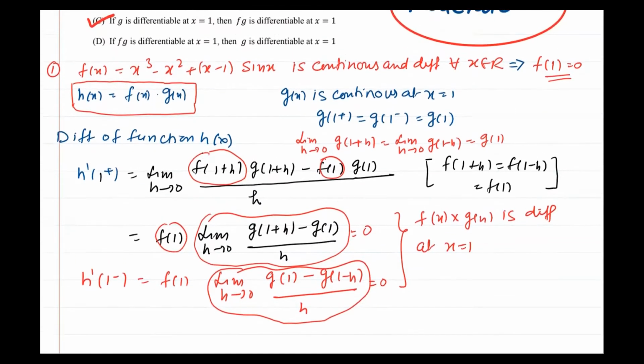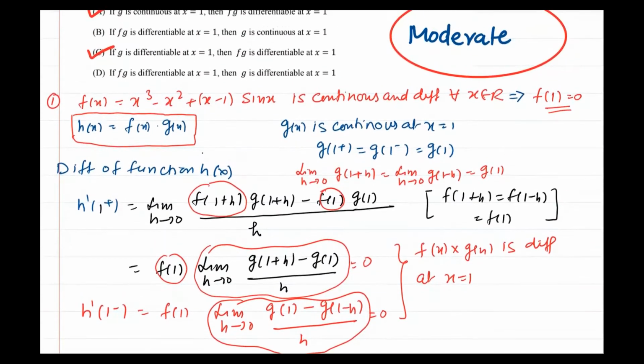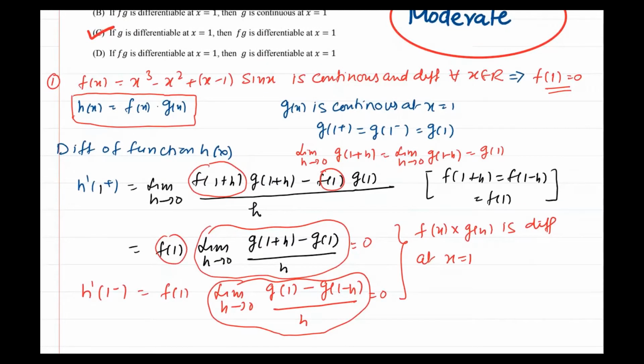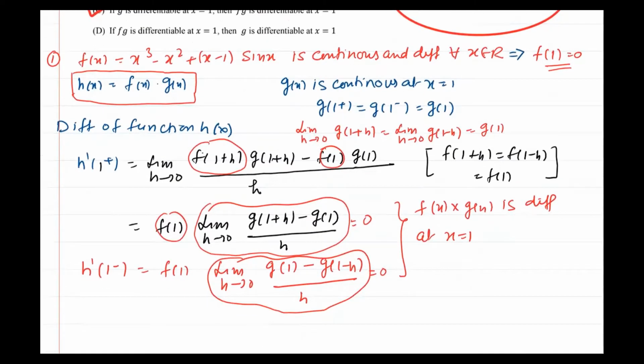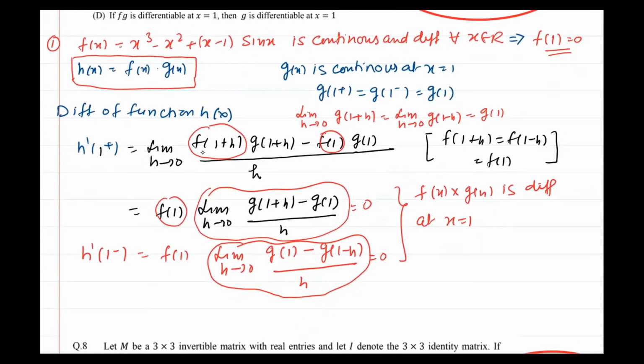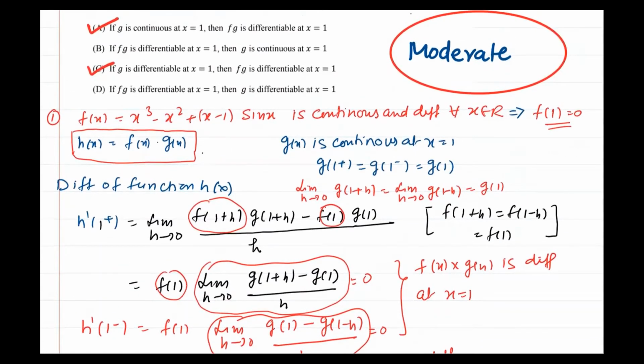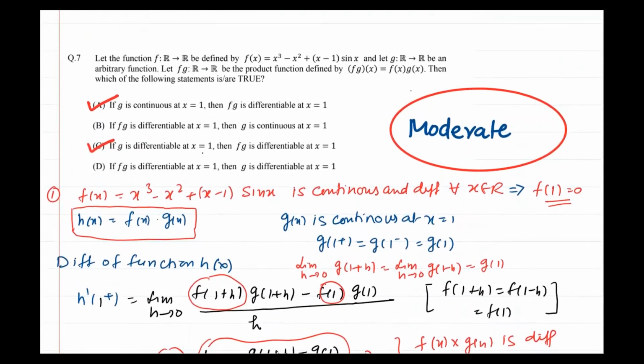So in this case, if g(x) is differentiable, then f(x) into g(x) is differentiable. This shows that if g(x) is differentiable, then the product is differentiable. Also, if g(x) is continuous, then the product is continuous. So options A and C are correct.